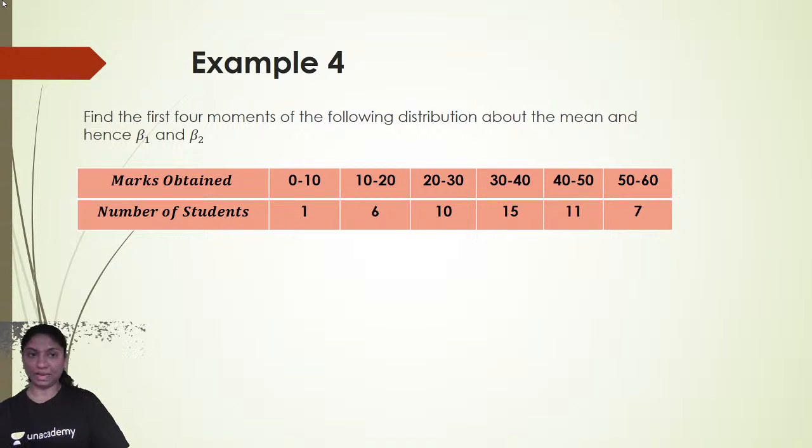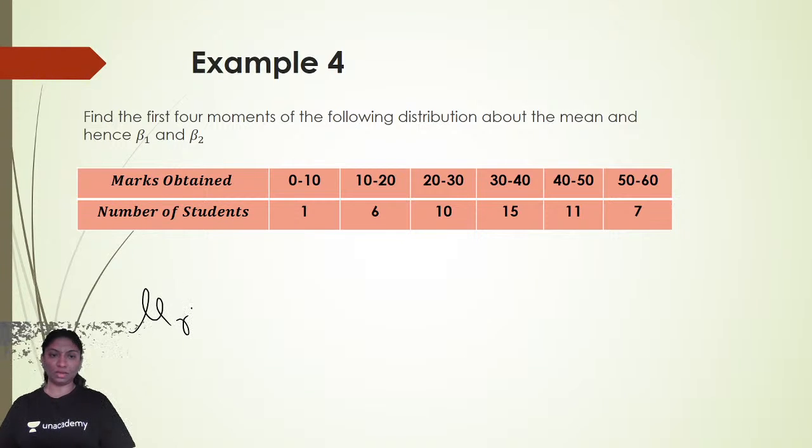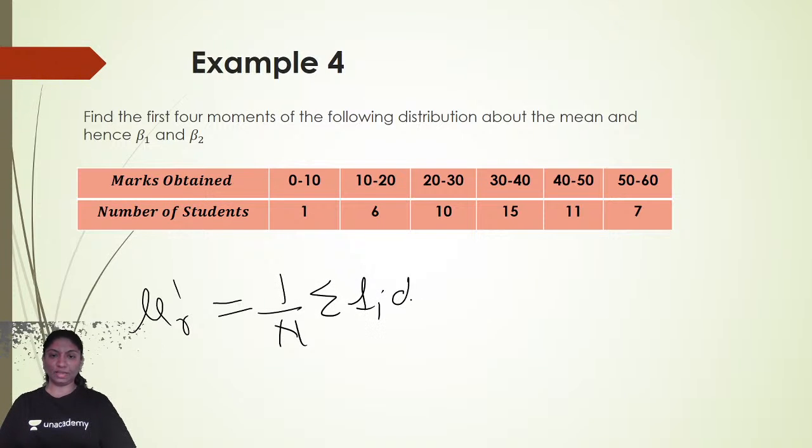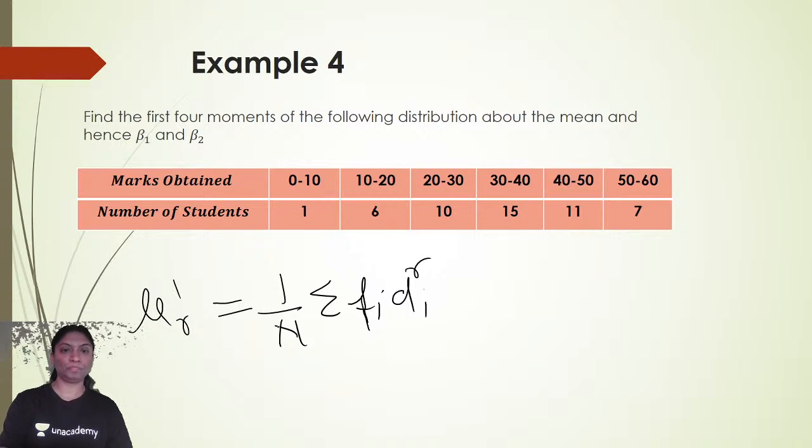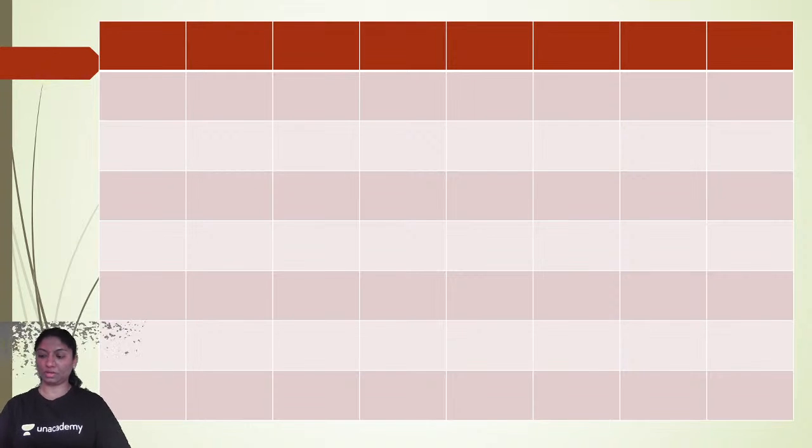हमें तो फॉर्मूला पता है, μr dash is equal to 1 upon n summation of fi di raised to r, है ना. हमें ये सब निकालना है, उसके लिए fi di लगेगा. तो उसके लिए हम लोग जो भी वैल्यू दी हुई है उसका यूज करेंगे.